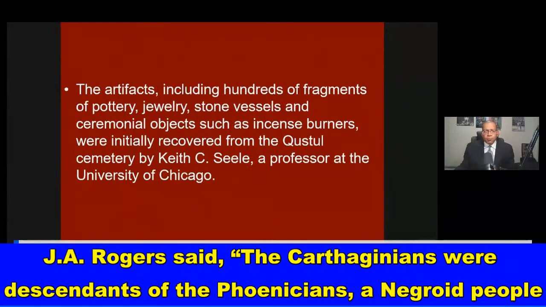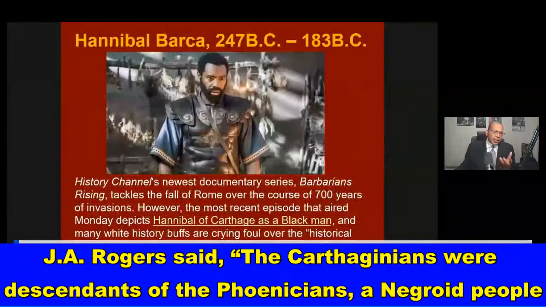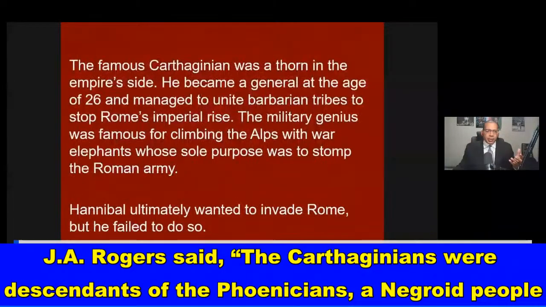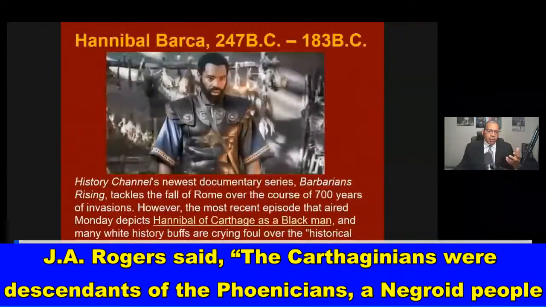Okay, so then we look at the Punic Wars, and we look at civilizations like Carthage and the Carthaginians and their fight against the Romans in the three Punic Wars. Now we know Carthage is in North Africa. It's in the area that today is Tunisia. We look at Hannibal Barca, who was a Carthaginian, one of the greatest military strategists in history. He became a general at the age of 26.